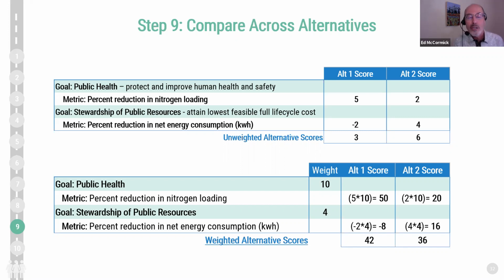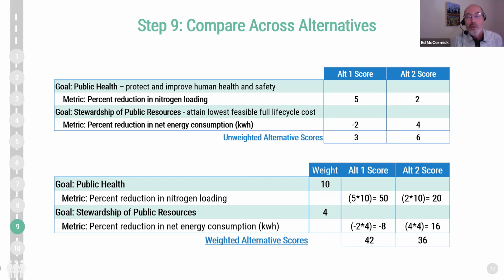Looking down at the metric for net energy consumption, the weighting of 4 is much lower, obviously, than the 10 weighting for the public health. But when you include the -2 score for alternative one and the +4 score for alternative two, and then you add those vertically, what you find is for weighted score, alternative one actually scores higher in total benefit than alternative two. So this is a very simplified version.